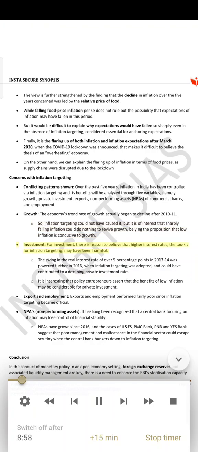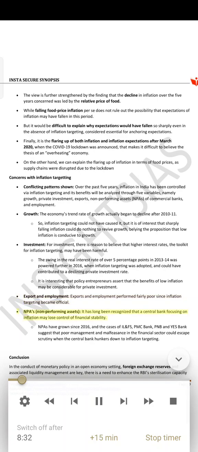Investment. For investment, there is reason to believe that higher interest rates, the toolkit for inflation targeting, may have been harmful. The swing in the real interest rate of over 5 percentage points in 2013-14 was powered further in 2016, when inflation targeting was adopted, and could have contributed to a declining private investment rate. It is interesting that policy entrepreneurs assert that the benefits of low inflation may be considerable for private investment. Export and employment. Exports and employment performed fairly poorly since inflation targeting became official.